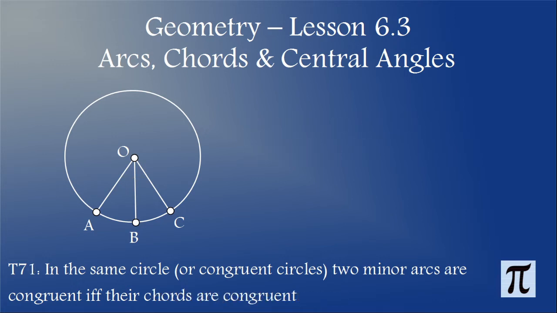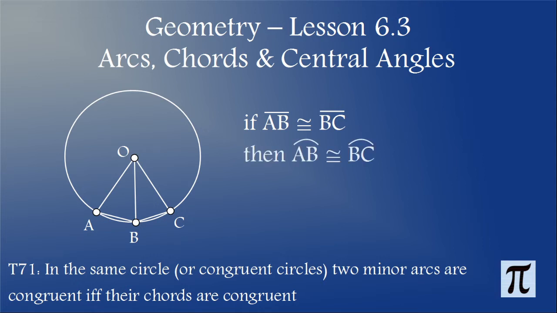Theorem 71. In the same circle, or congruent circles, 2 minor arcs are congruent if and only if their chords are congruent. So if chord AB is congruent to chord BC, then arc AB must be congruent to arc BC. And looking at the picture, you can see why this makes sense.